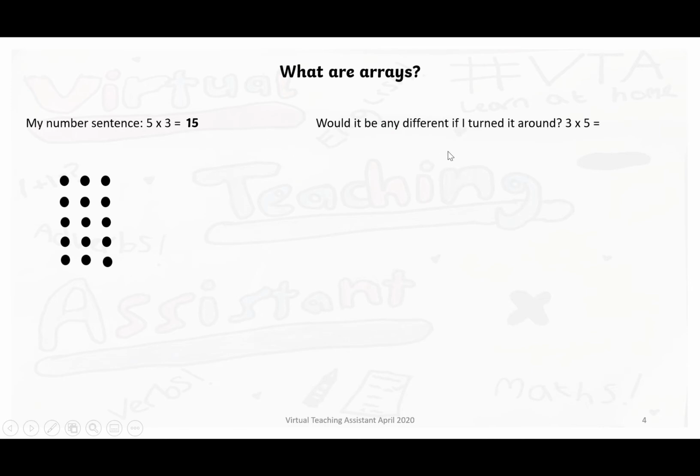Okay, now again, would it be any different if I turned it around? So I'm going to do 3 lots of 5. We can probably count in our 5s, so we'll do that. So that's 5, 10, 15. So again, that's not made any difference with the way we have it.